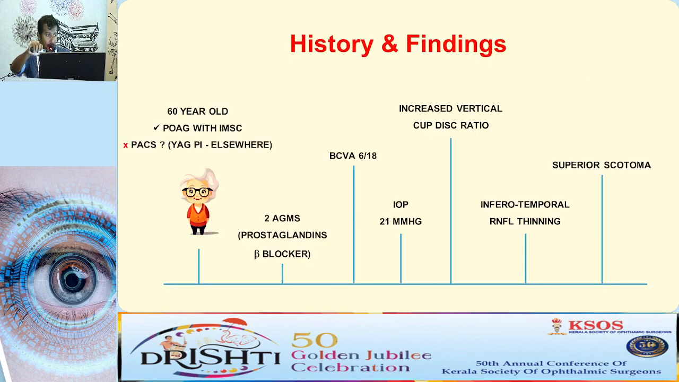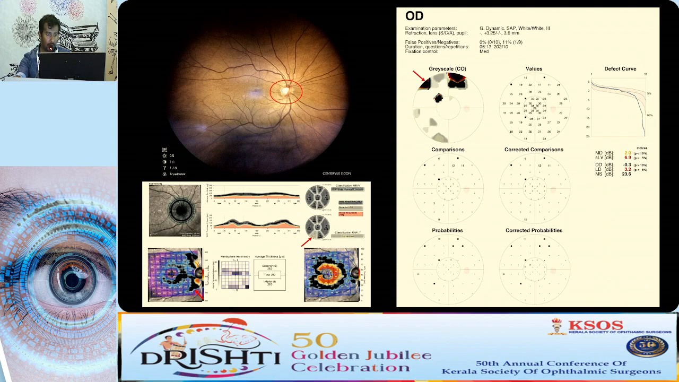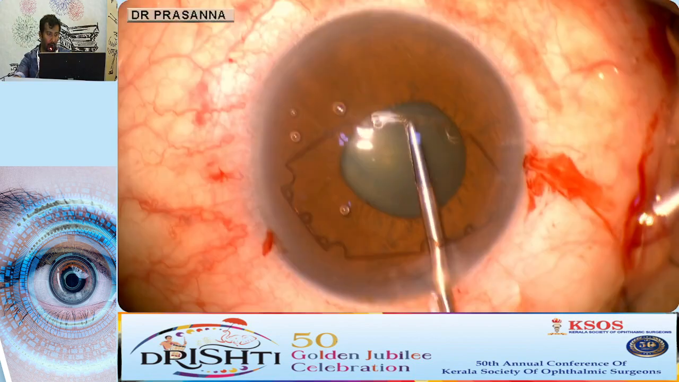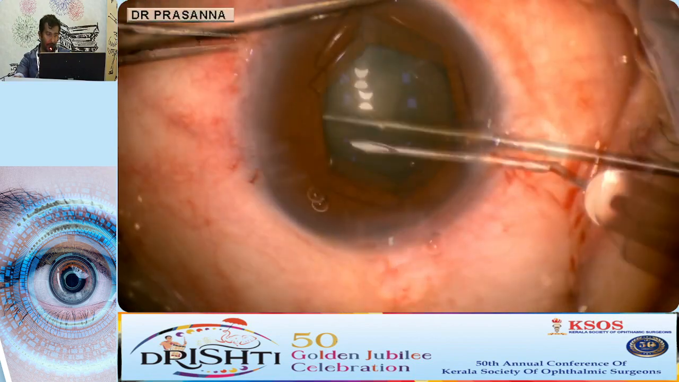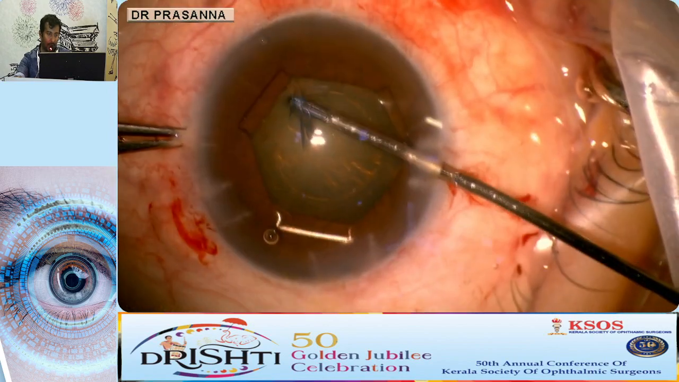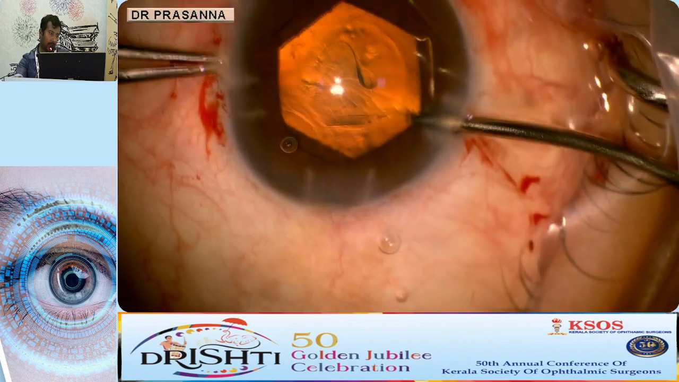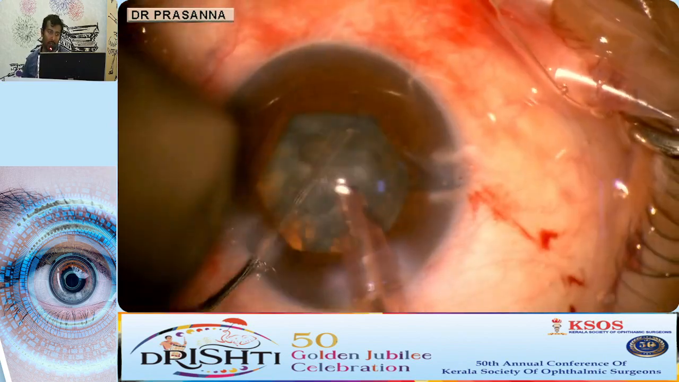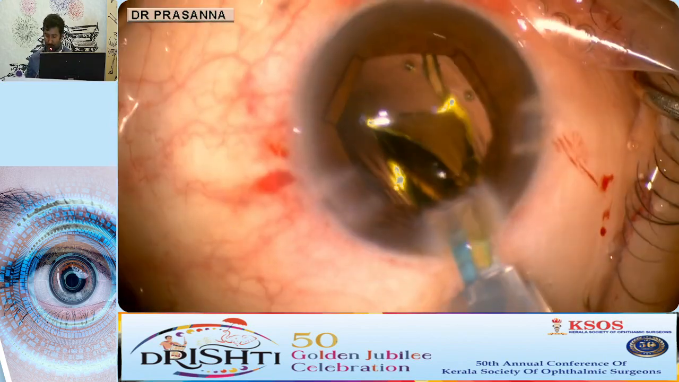Usually you look for an open angle patient on two anti-glaucoma medications, and this is a typical patient you will use it in. Once you make sure of all the findings, he is doing a cataract surgery with a B-hex pupil expander. That's a small pupil, so he has put in the B-hex pupil expander and is going through the cataract surgery.